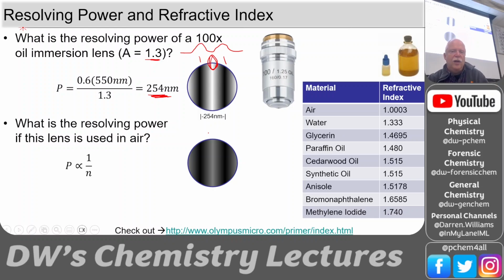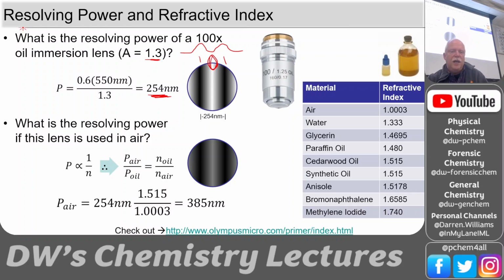If we use this oil immersion lens in air, then the resolving power is proportional to 1 over the refractive index, and so we would see that our resolving power has been reduced. It means it's the higher number. It can resolve objects not as close together. And so if we were to plot these objects, we might see the object and then it would only be, say, 50% resolved.